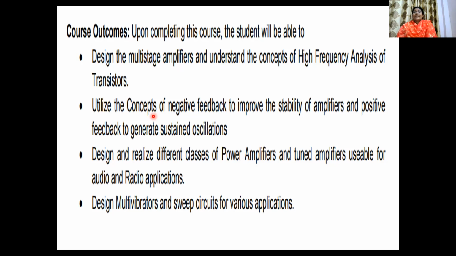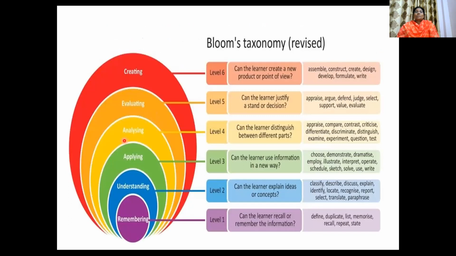And then this is the Bloom's taxonomy we have to use. First level is remembering, and the second level is understanding. Third level is applying, then analyzing, evaluating, and creating. So we have a total of 6 levels. What is the first level, ma'am?